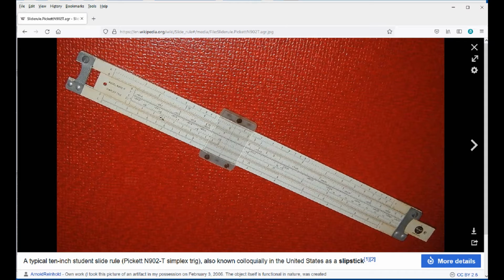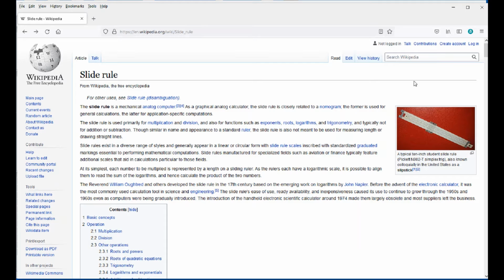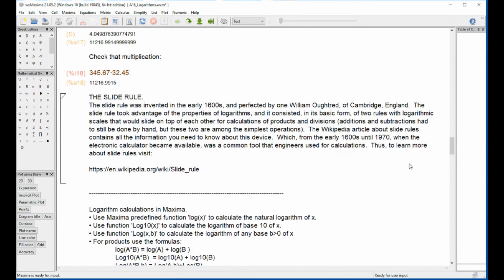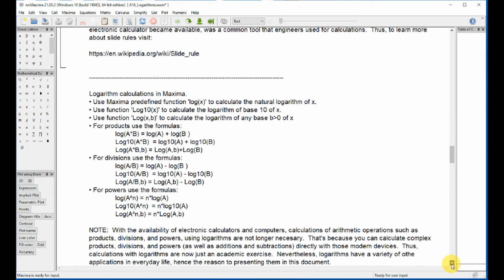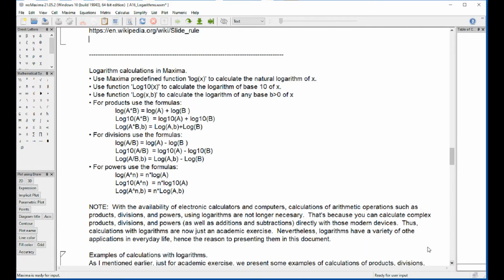So the slide rule has a logarithmic scale, and you will add logarithm to multiply, you subtract to divide, and so on. And that was the tool that scientists and engineers carried with them from the middle 1600s until the early 1970s. That's when the electronic calculators were invented or developed.